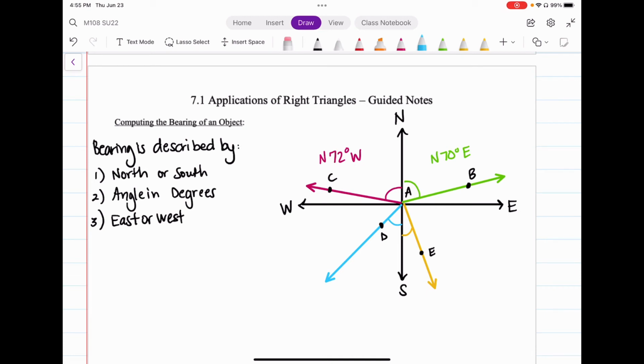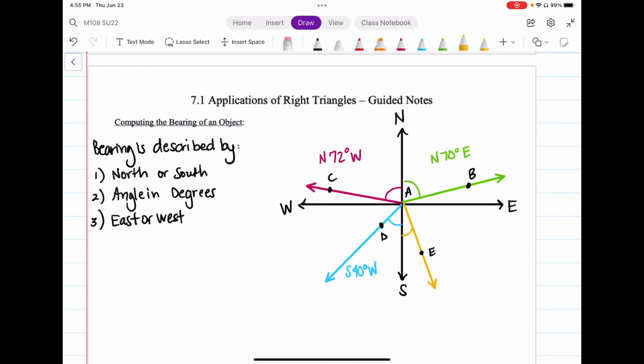For ray AD, we have a smaller angle than before. We call that about 40 degrees. It is going negative y, so that is south, 40 degrees west, because it's heading towards the left or towards the west. That is the direction.